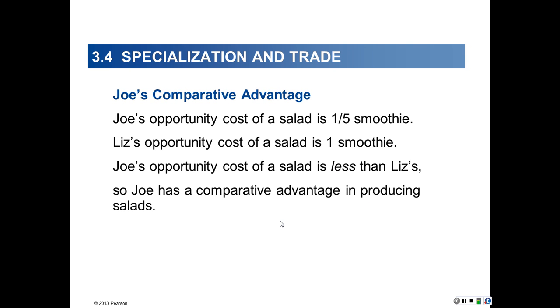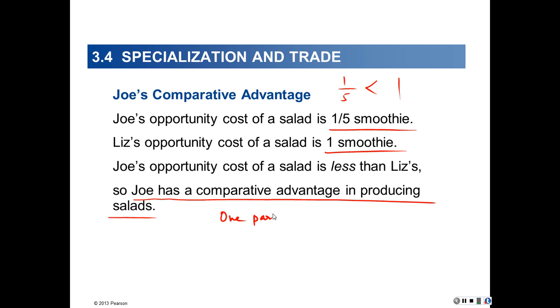Joe's opportunity cost of making a salad we worked out is 1/5 of a smoothie. Liz's opportunity cost of making a salad is a whole smoothie. We know that 1/5 is less than 1. So Joe has a comparative advantage in producing salads. Correct? So we've established here that one party may not have a comparative advantage in both goods.